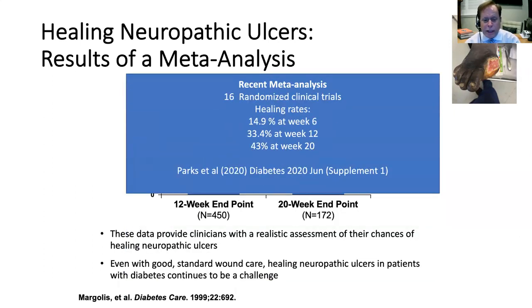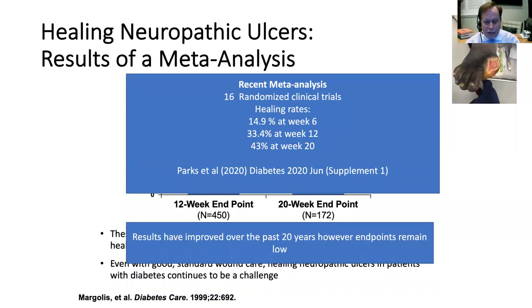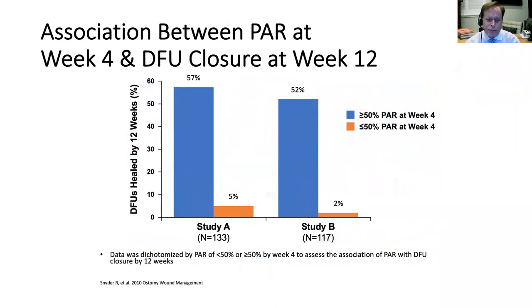Now, fast forward 20 years, Parks and colleagues did another updated meta-analysis, even of a larger set of randomized clinical trials, and they found about a 15% healing rate at 6 weeks, about 33% in 12 weeks, and a 43% healing rate in 20 weeks. Now, even though this was better than what Margolis looked at 20 years ago, it really wasn't that much better. The endpoint still remained very low. So again, standard care very often doesn't work, and we have to look for other alternatives.